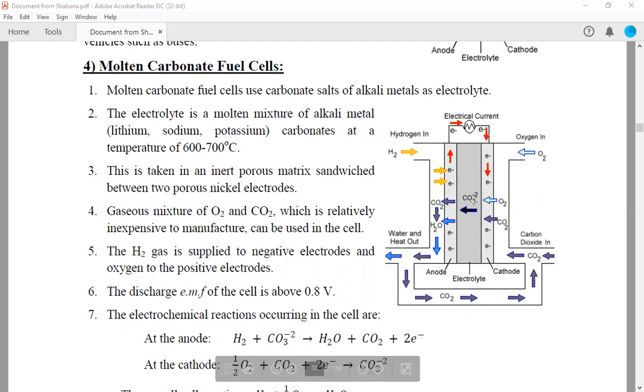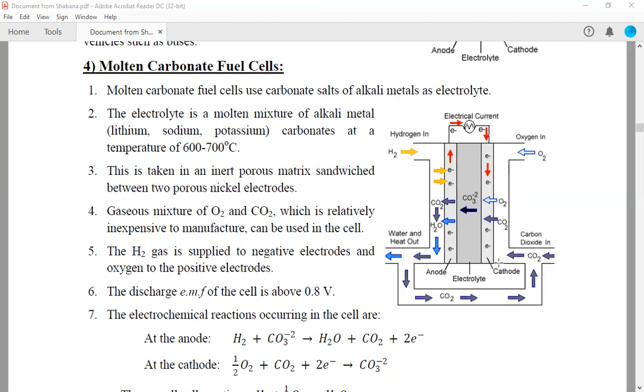This apparatus consists of the anode and the cathode. The electrolyte is a molten mixture of alkali metal carbonates, made up of either lithium, sodium, or potassium carbonates, at a temperature of about 600 to 700 degrees centigrade. This is taken in an inert porous matrix sandwiched between two porous nickel electrodes. That means the anode and the cathode are made up of nickel.